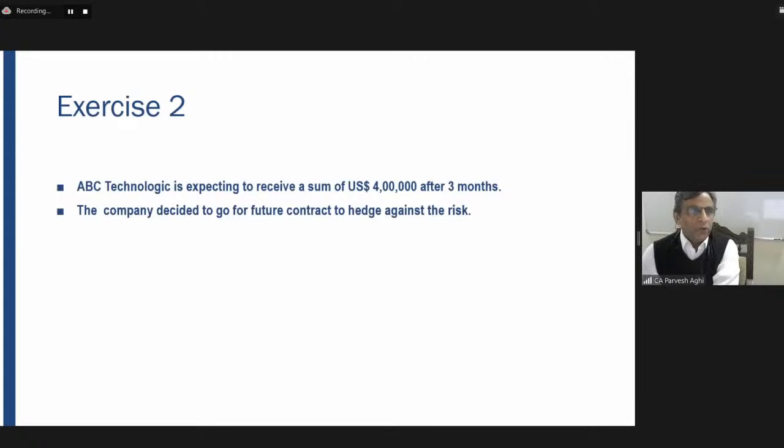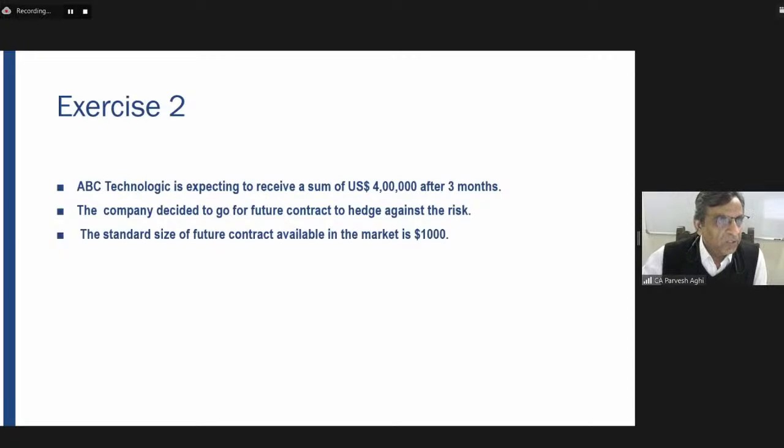The company decided to go for a futures contract to hedge against the risk. Now, since it is an exporter, they are in a long position, so they'll take a short position. Okay. So just to visualize what's going to happen, they're going to take a short position in the futures market. The standardized size of the futures contract available in the market is $1,000.